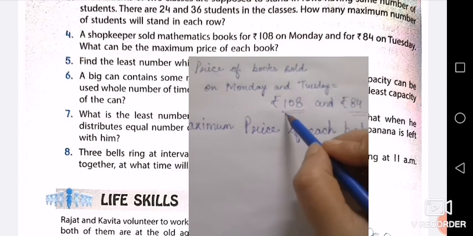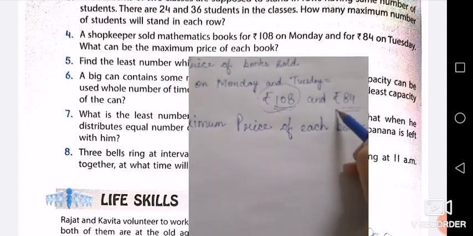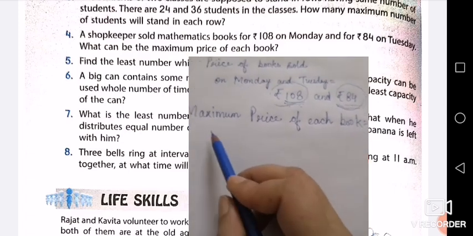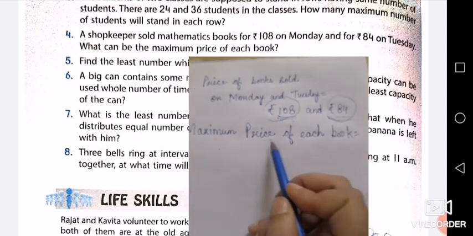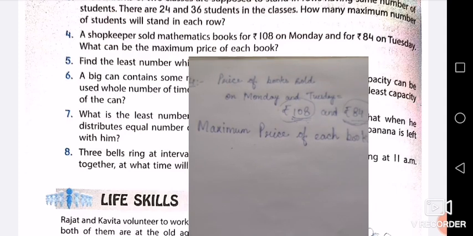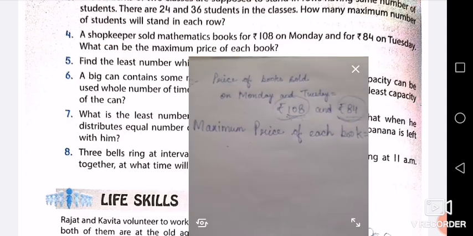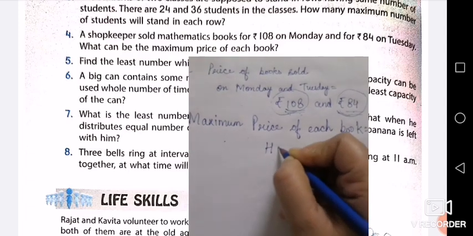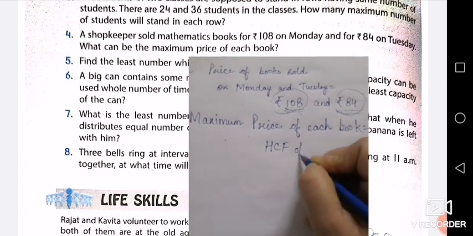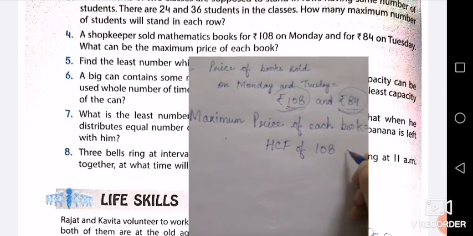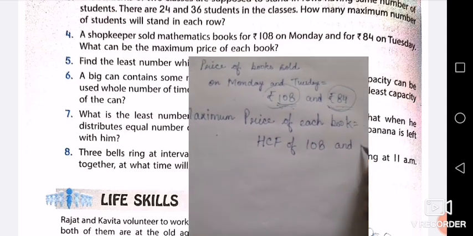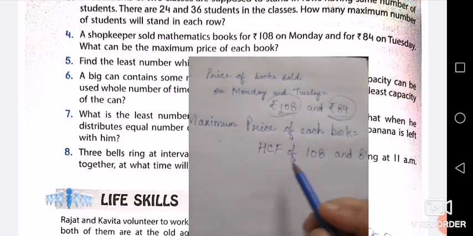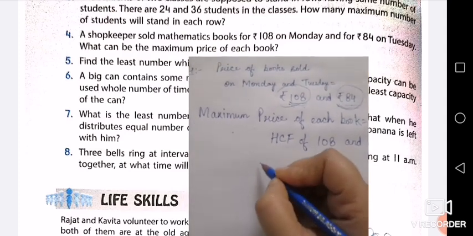Now this is the total price of the books sold. This is not the price of a single book. Now you have to find the maximum price of each book. You have to find the maximum price of each book. So how will you find it? You will find the HCF of these two numbers, 108 and 84. Now for finding HCF you can opt for any one of the methods as I told you in the beginning.